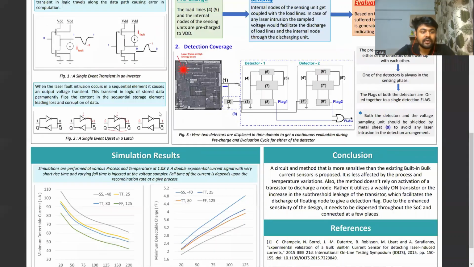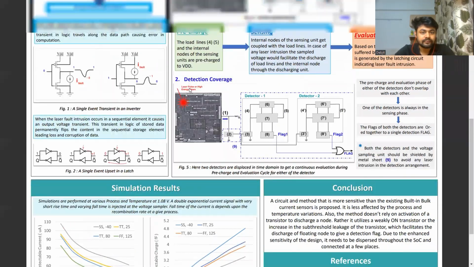Similarly, when the laser fault intrusion occurs in a sequential element, it causes an output voltage transient. This transient in logic is stored, and the stored data permanently flips the content in the sequential storage element, leading to the loss and corruption of the data. A single event upset in the case of a latch is also illustrated in figure 2.